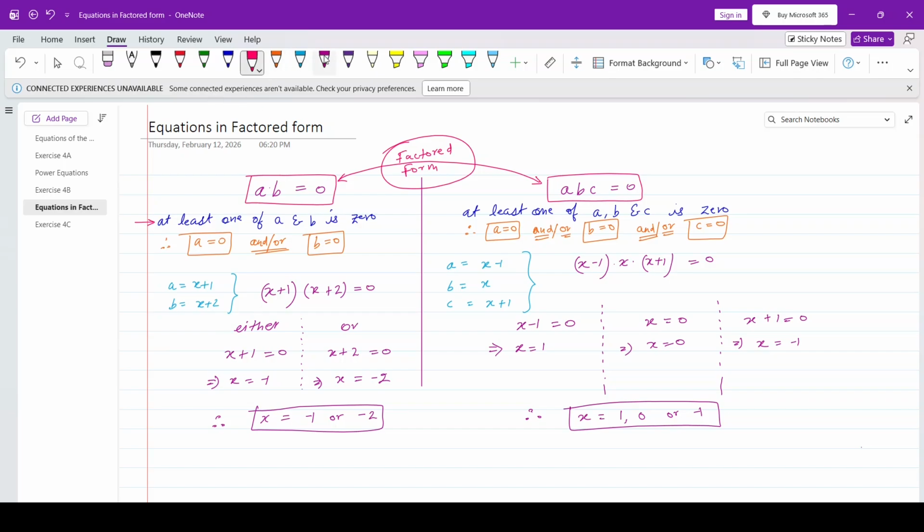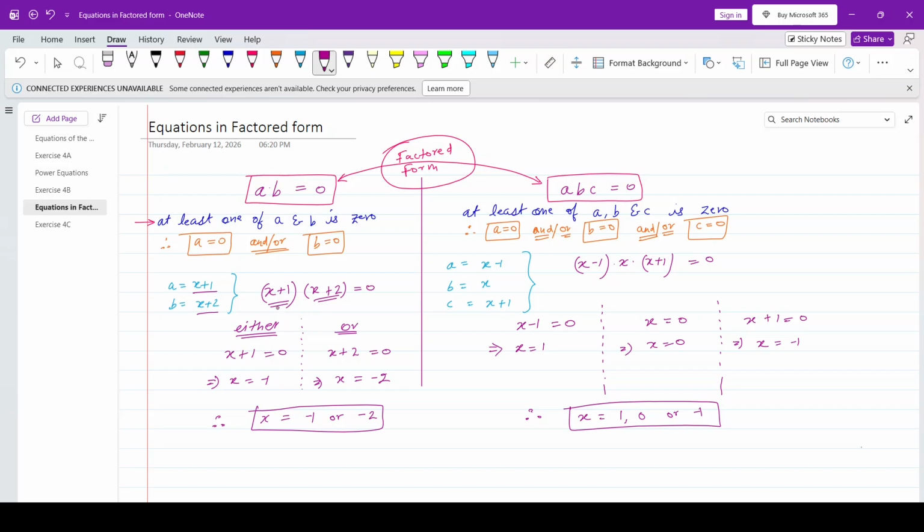Now, suppose in this case we substitute A with x plus 1 and B with x plus 2. This equation becomes x plus 1 times x plus 2 is equal to 0. Now in this case we'll have two situations. We know either A is 0 or B is 0 or both. So either this term is 0 or this term is 0 or both.